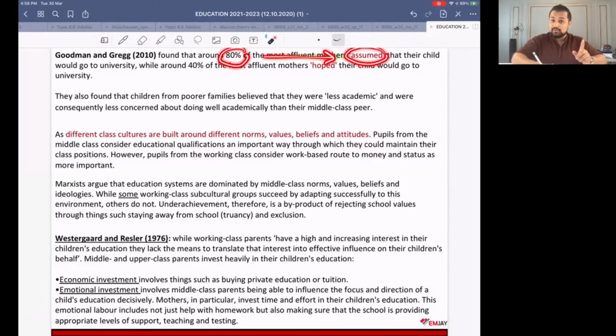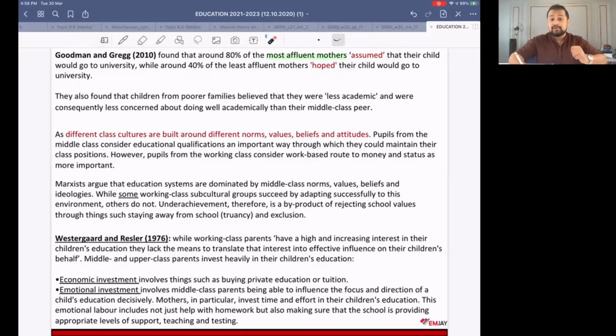80% assumed that the child would go to university. However, over here, 40% of them hoped, probably wished and prayed that the child could go to university. They also found that children from poor families believed that they were less academic and were consequently less concerned about doing well academically than their middle class peers.